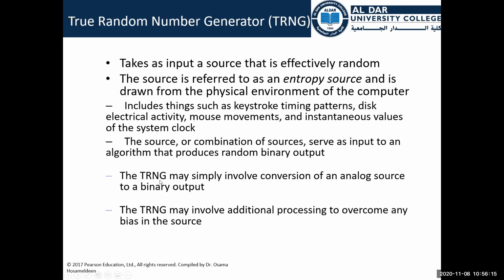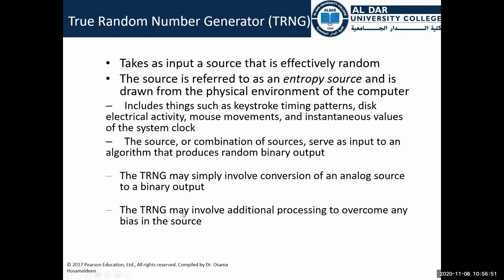So the true random number generator, or TRNG, may simply involve a conversion of an analog source to binary output. Maybe it's just a simple analog to digital conversion, and you know about analog to digital and digital to analog conversion. Maybe this is the simplest way, to take an analog signal and then convert it to digital or binary output.